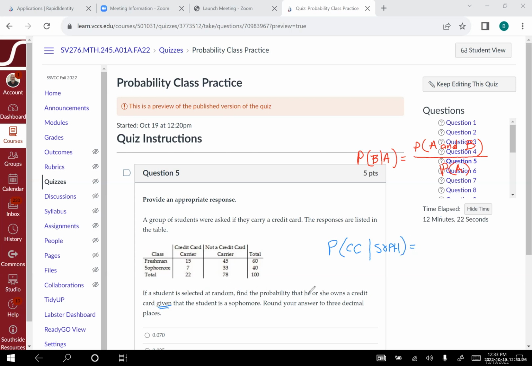And I'm just being careful when I write this. Credit card comes first. Owns a credit card given sophomore. So I'll write my little formula. So that's going to be the probability of being a sophomore and having a credit card. I'm just rewriting this formula up over here, except for instead of using B and A or A and B, I'm using the two events that I'm having in this problem, which is sophomore and credit card. Now, which one goes on the bottom? Probability of what?